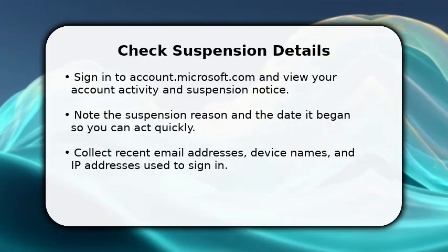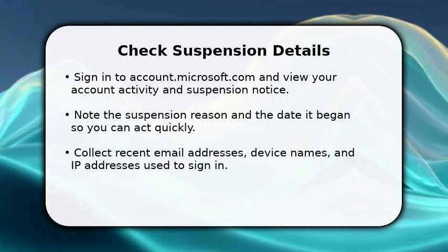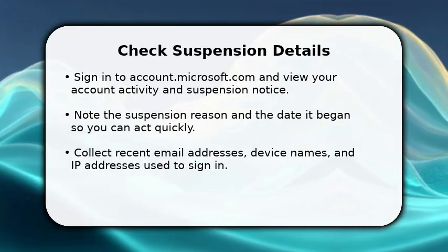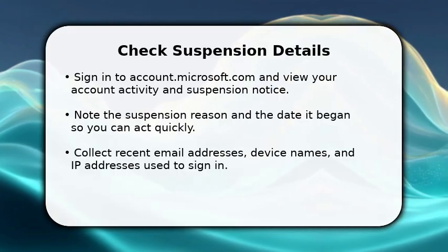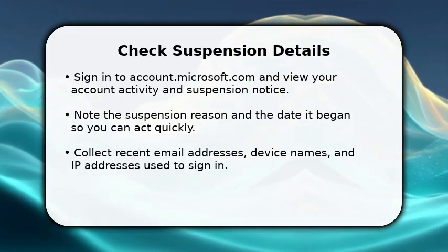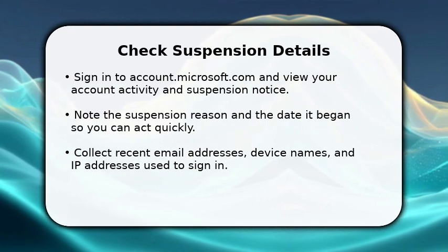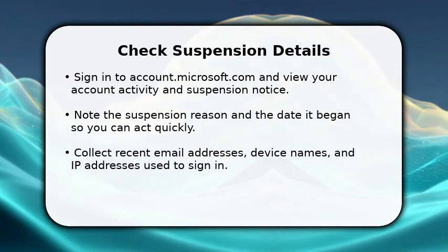Take screenshots of the suspension message and any error codes shown for your records. Write down any recent actions that might have triggered the suspension within the last 30 days. Keep this information handy for the appeals and support steps that follow.